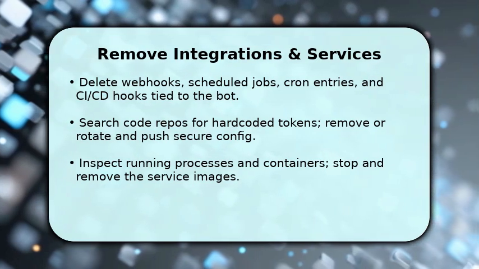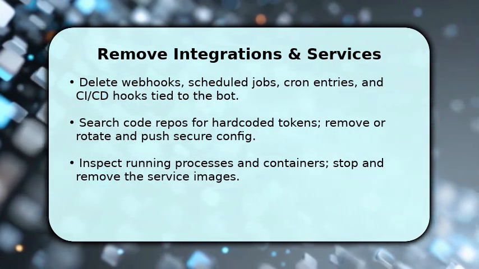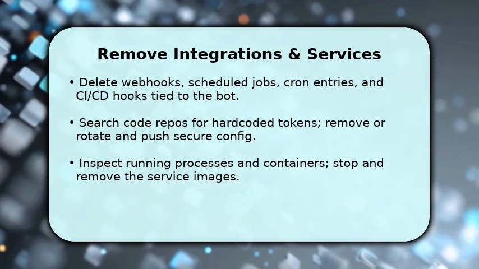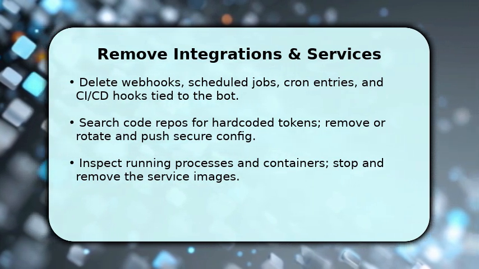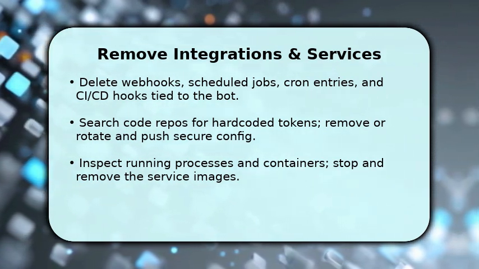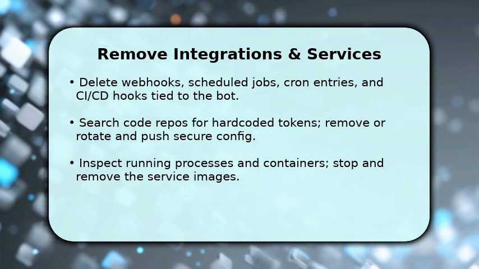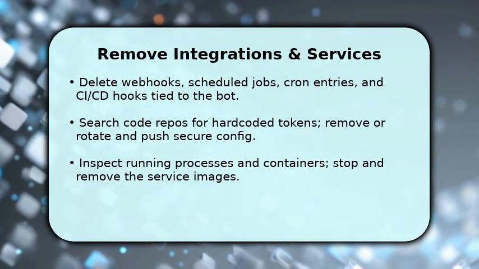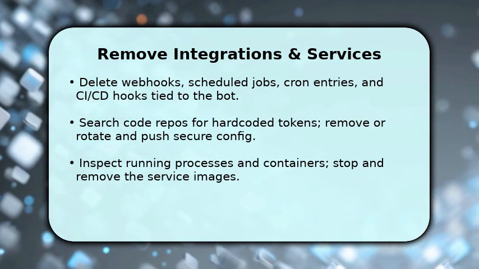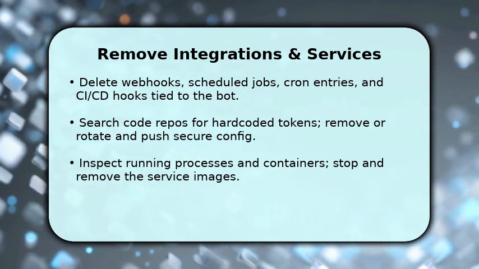Next, you remove the integration points the bot uses to watch. Begin by deleting webhooks, cron jobs, scheduled tasks, and CI/CD hooks tied to the bot's identity. Then search your code repositories and configuration files for hard-coded tokens, rotate those tokens, and replace with Secure Secrets Management.